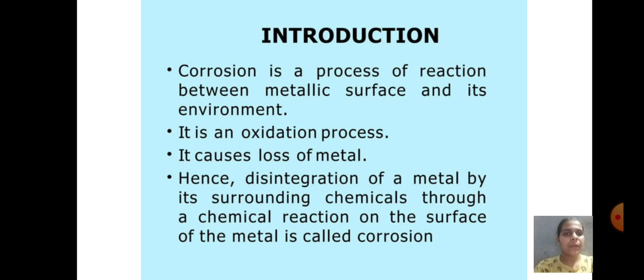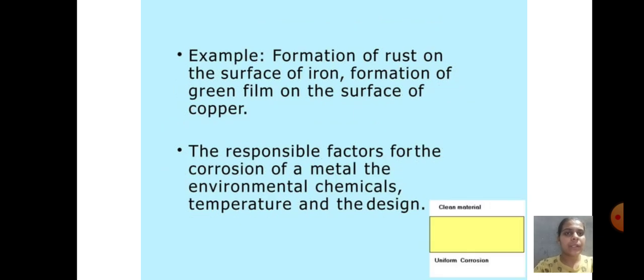Corrosion is a process of reaction between a metallic surface and its environment. It is an oxidation process. It causes loss of metal and hence disintegration of a metal by its surrounding chemicals through a chemical reaction on the surface of the metal, which is called corrosion. Example: formation of rust on the surface of iron, formation of green film on the surface of copper.